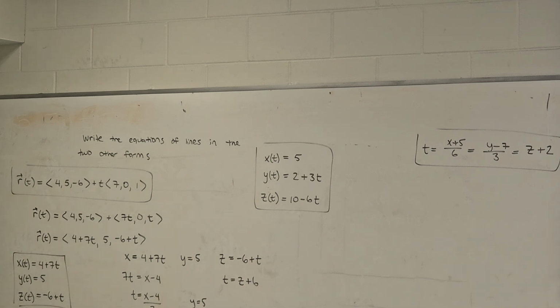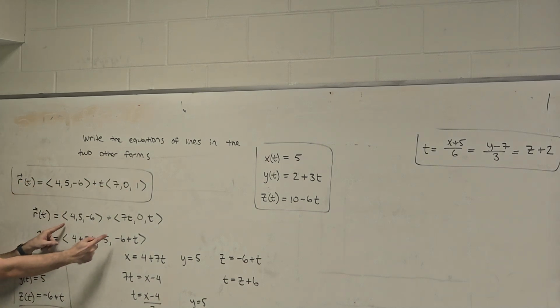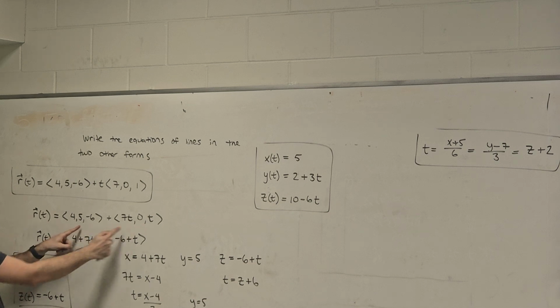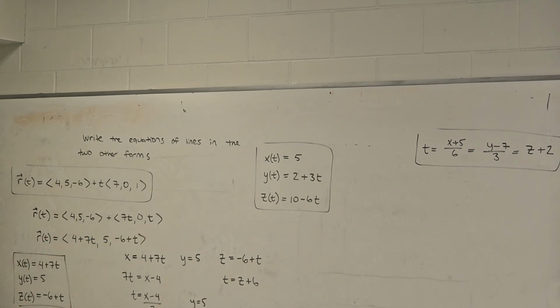So looking at just the first one, vector component form, I can distribute the t through. Now I can add the x components, add the y components, add the z components. This means x of t equals 4 plus 7t. y of t equals just 5, and z of t equals negative 6 plus t.